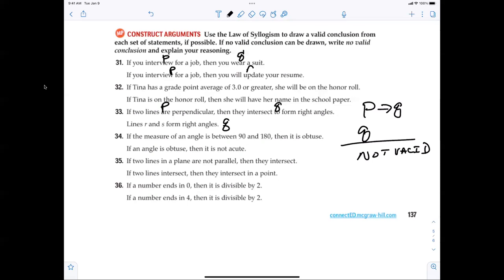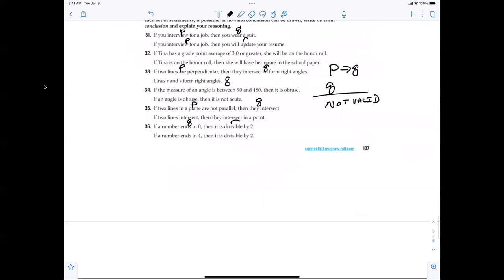All right, 35. If two lines in a plane are not parallel, then they intersect. So P, Q. If two lines intersect, then they intersect in a point. Q, R. So what can we say? If two lines in a plane are not parallel, then they intersect in a point. Thank you very much. All right. Everybody's good with that? Hopefully that was okay for you guys.